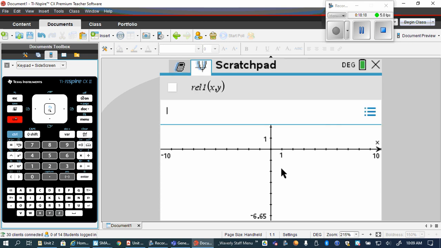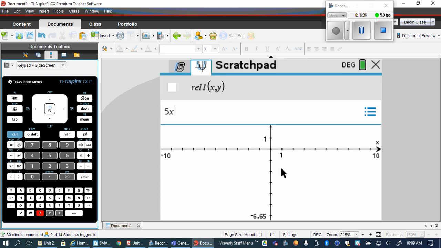Now you can hit your tab button. So hopefully it's still in that relation mode, right? Yeah. And let's type in 5x minus 2y. You tell me if this works for you this time. I'm not sure what went sideways there.